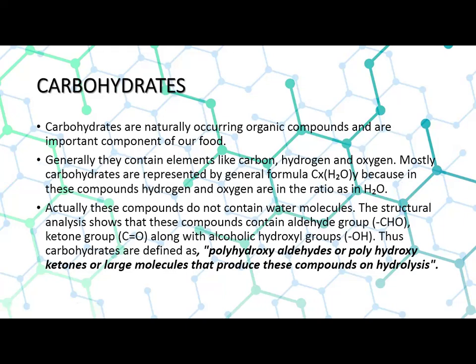The first topic that we are going to discuss is carbohydrates. You know that carbohydrates are naturally occurring organic compounds and are an important component of our food. On a daily basis, we eat tortillas, rice, potatoes, and all these contain a large amount of carbohydrate. Generally, carbohydrates consist of the following elements: carbon, hydrogen, and oxygen. These three are the key elements that make up the carbohydrate molecule.